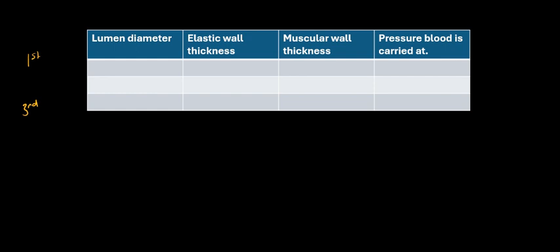Okay, so our lumen diameter starts with veins having the largest lumen diameter, followed by arteries and then capillaries, which are very, very narrow. Elastic wall thickness is arteries, followed by veins, and N/A for capillaries, as they don't have elastic walls, they're only one cell thick. Same with the muscular wall: arteries, veins, followed by not applicable. And then pressure blood is carried out. We have arteries, veins, and then capillaries.